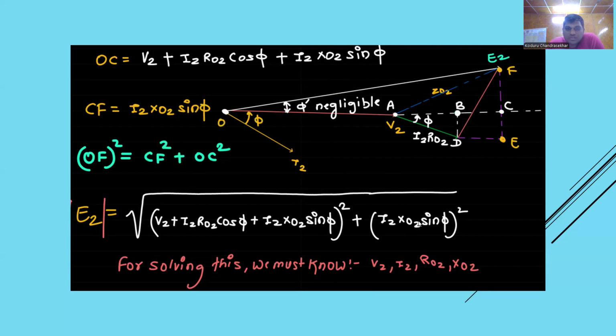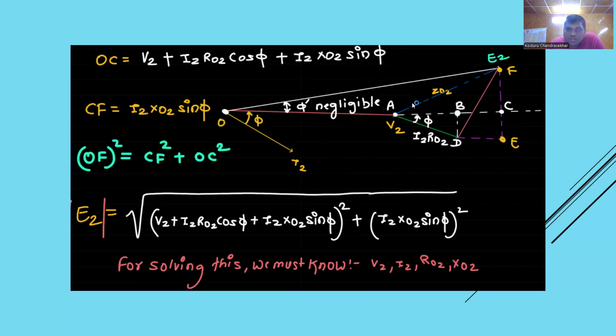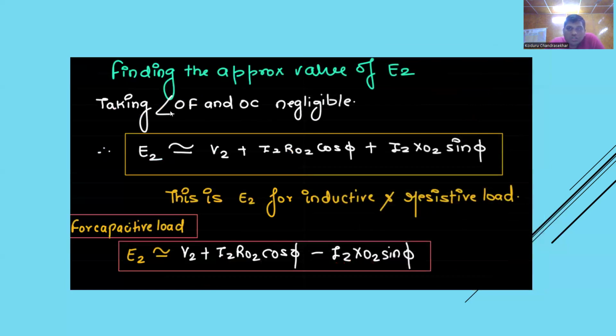For solving this equation, we must know the values of V2, I2, R0 and X0. So we'll basically use an approximation here for finding the value of E2, taking the angle between OF and OC as negligible. So here we are taking this phi dash as a negligible angle in order to obtain a result. When we take the angle between OF and OC negligible, we get the value of E2 as approximately equal to V2 plus I2 R0 cos phi plus I2 X0 sin phi. So this is E2 for inductive and resistive load, as there is a plus sign here.